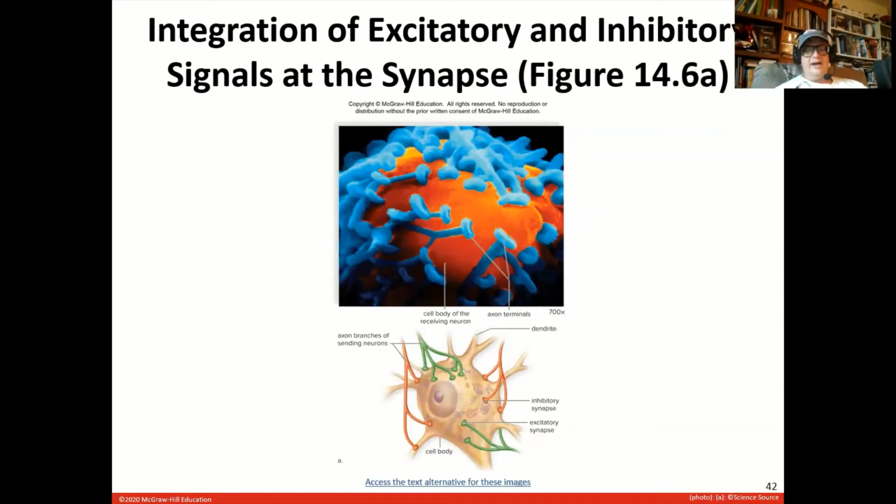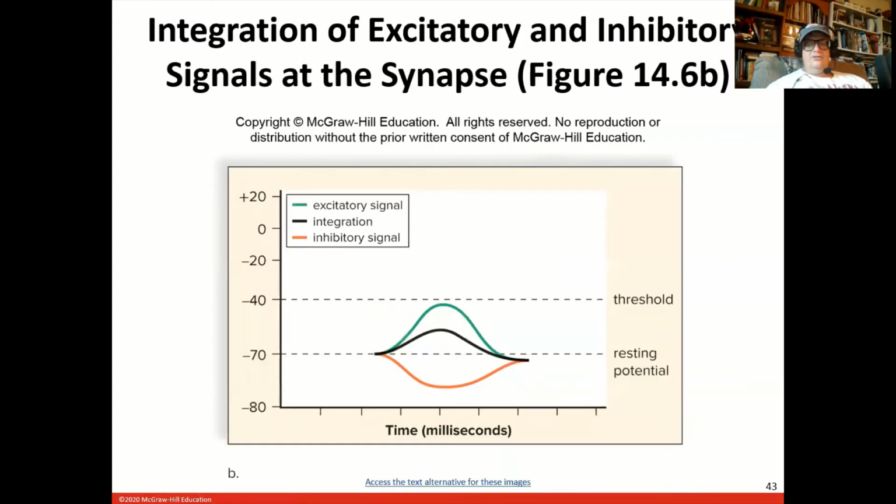So here we have a picture. This is an electron micrograph, and you can see the actual synaptic boutons or axon terminal, how they're getting right close to this cell, and they can spill neurotransmitters into the little gap, the little cleft between the first neuron and the second one. Anyway, let's move on.